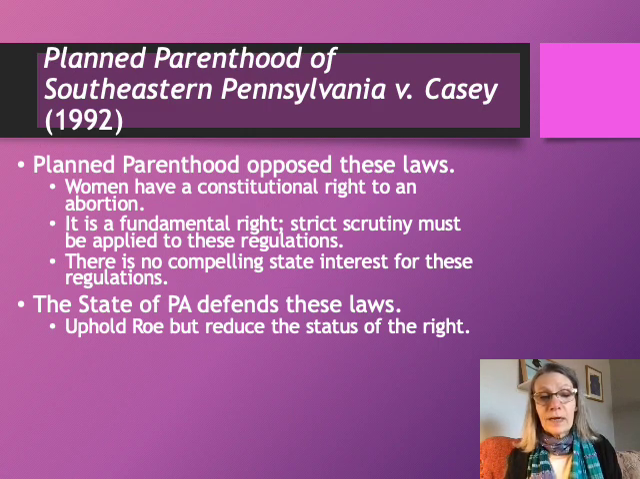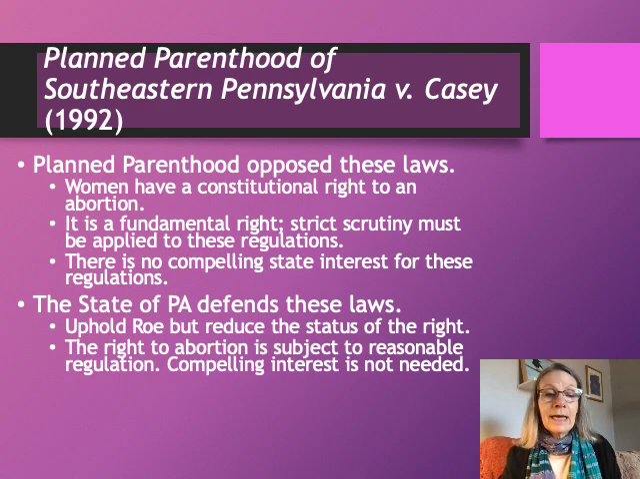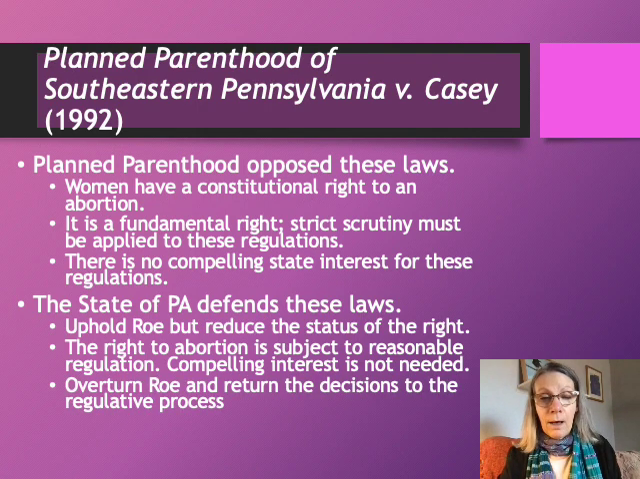So the state of Pennsylvania takes sort of two approaches to this. On the one hand, they say that Roe should be upheld, but that the right to have an abortion should be reduced in terms of its status. The right to abortion is a right, but it's not a fundamental right, and therefore it's subject to reasonable regulations. Compelling interest is not needed, and these regulations from the Pennsylvania law are in fact reasonable.